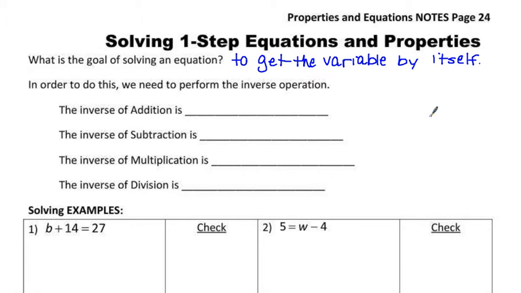Now, in order to do this, we need to perform the inverse operation. So just like the properties that we talked about with the inverse of addition and the inverse of multiplication, we're going to need to use those. So the inverse of addition is subtraction. The inverse of subtraction is addition. The inverse of multiplication is division. And the inverse of division is multiplication.